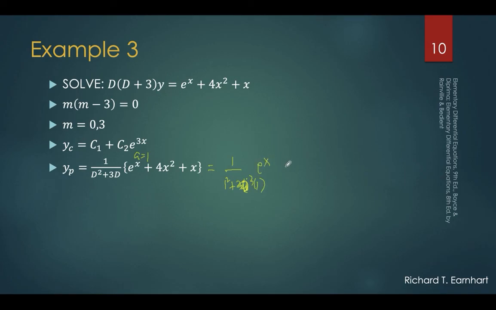Okay. And then plus 1 over D squared plus 3D times 4x squared plus x. So we try to expand 1 over D squared plus 3D. So we divide 1 by 3D plus D squared. Okay, so 1 over 3D.